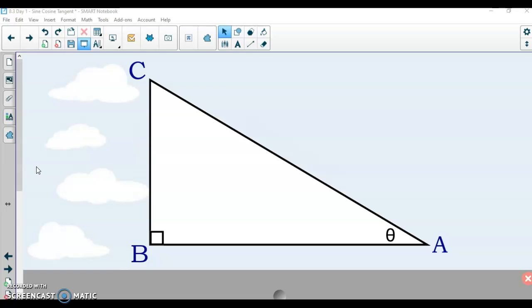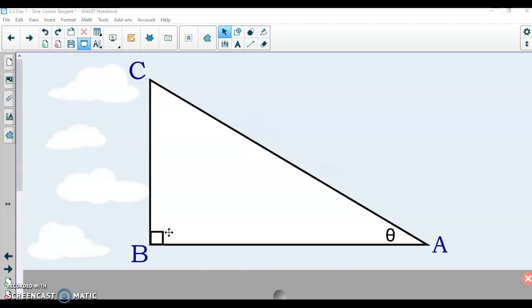So what we're going to start with is a review of the names we use for the different side lengths when it comes to our trig ratios. Trigonometry is always being used with the right triangle, and one of the sides of a right triangle always has to be our hypotenuse. As a reminder, your hypotenuse is always across the triangle from your right angle.